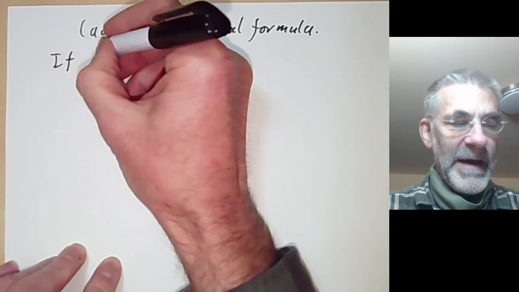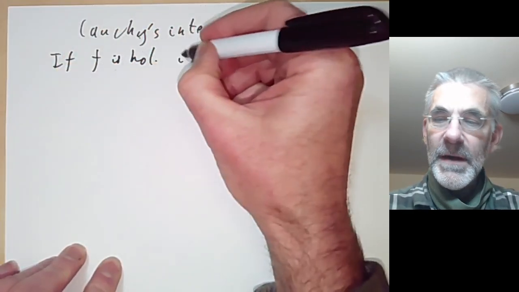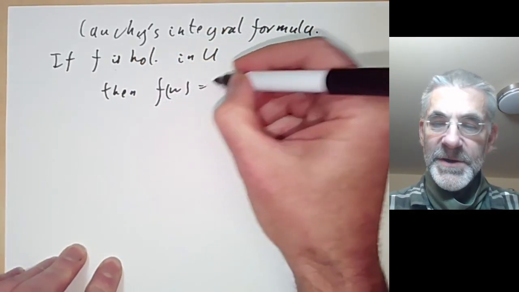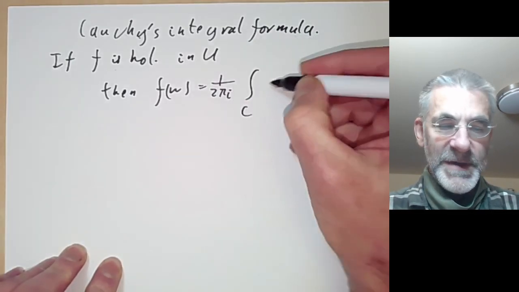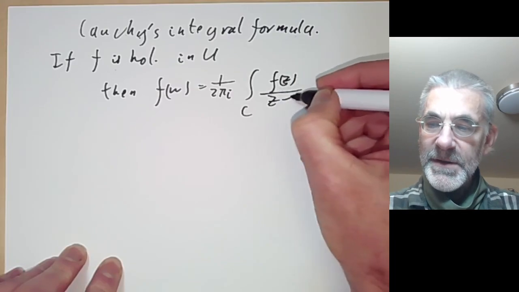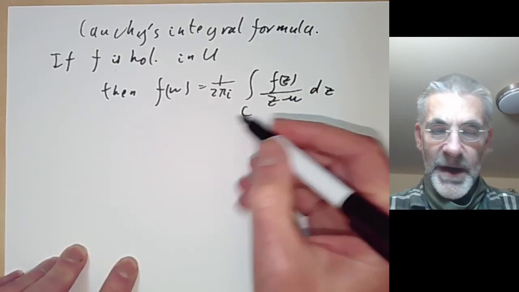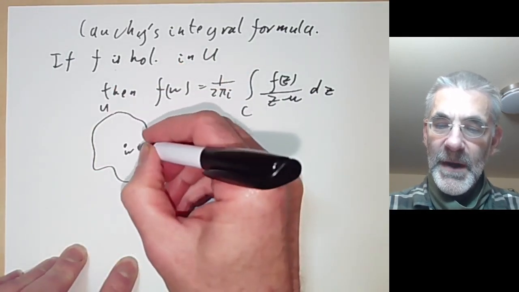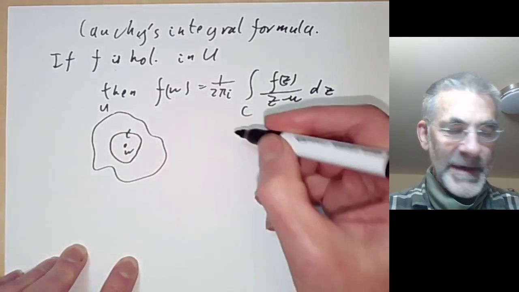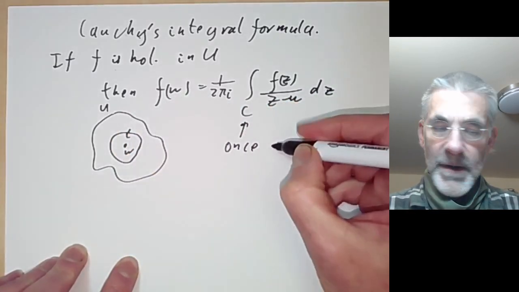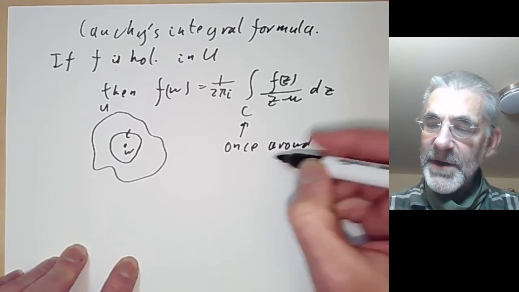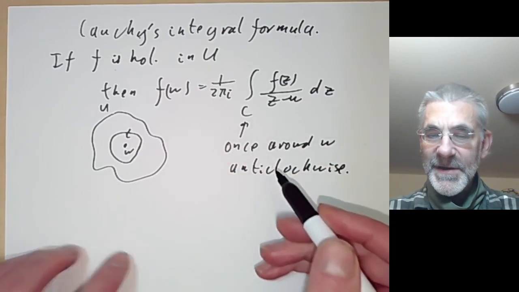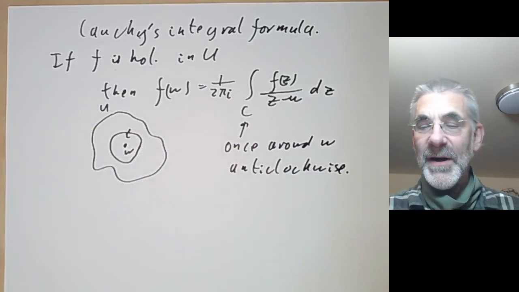So this says that if f is holomorphic in some region U, then we can write down a formula for f of w. It's just 1 over 2 pi i times the integral over C of f(z) over z minus w dz. So here, if your region U looks like this and w is a point here, then C has to go around w once anti-clockwise. As I said, the convention in complex analysis is that whenever you go round things, you go round them in an anti-clockwise way.